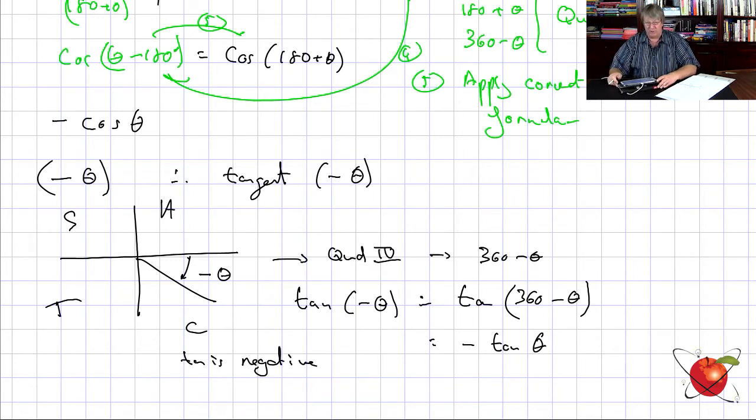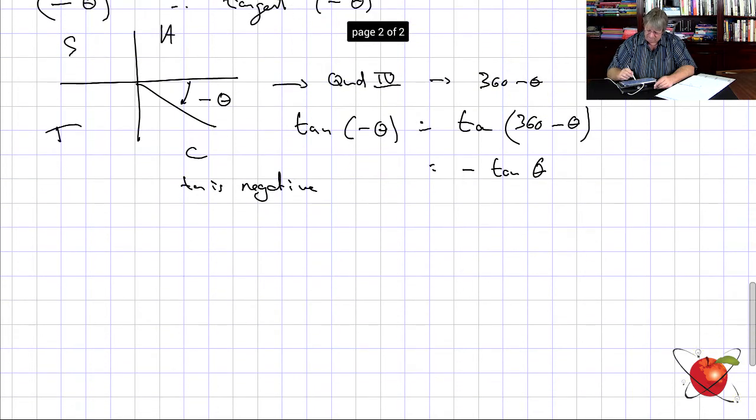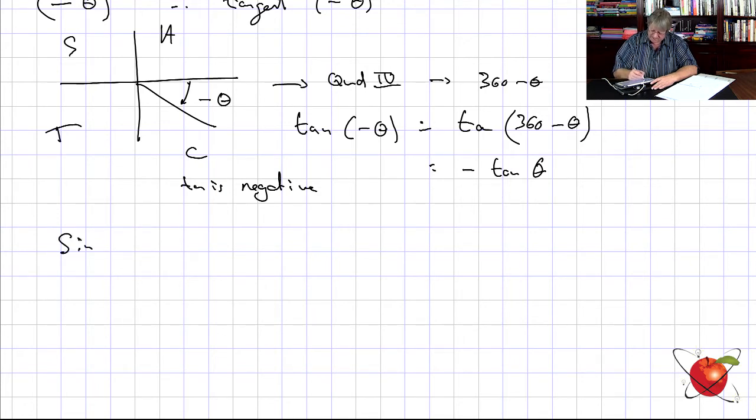Okay, in the fourth quadrant. So here's one that's slightly more difficult, probably the most complicated of all. Lastly, let's have a look here. They say, let's say, sine of minus 180 minus theta, or minus theta minus 180, doesn't matter.